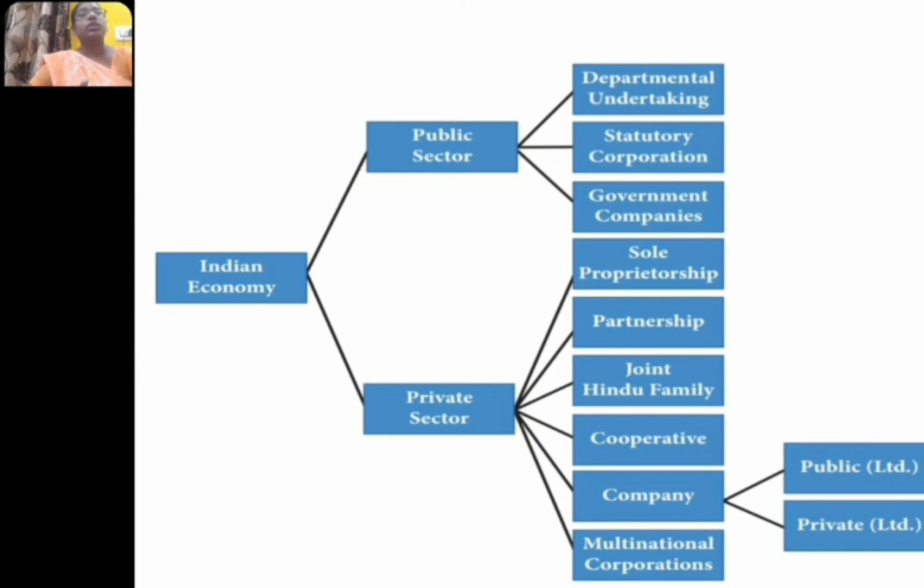Private sectors: sole proprietorship. In a sole proprietorship, a business is run by a single person. Partnership: a business run by two or three persons is known as a partnership. Joint Hindu family: a business is run by a whole family. There is one head, and the head is known as Karta. So, a joint Hindu family business is run by a whole family.